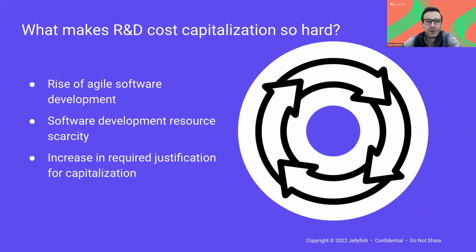So what makes R&D cost capitalization so hard? It sounds so simple, right? Yeah, this was a big effort. We built new product X. It cost X amount to do, right? That should be really easy to get to. But it's not that easy, right?